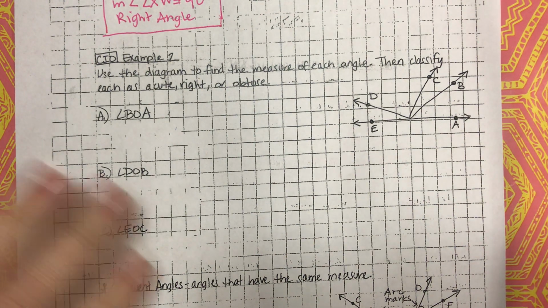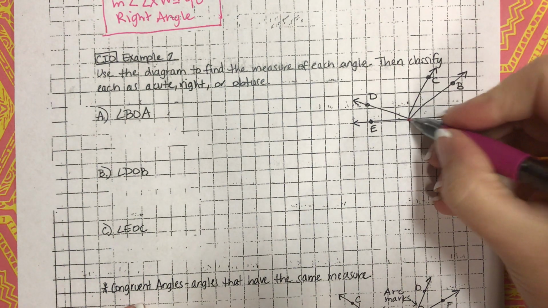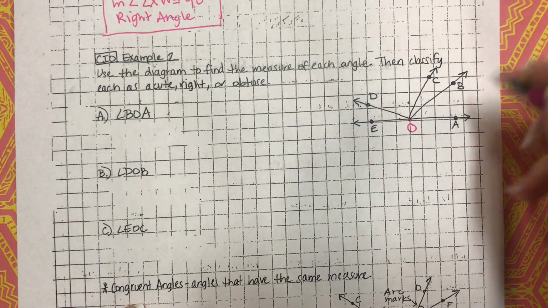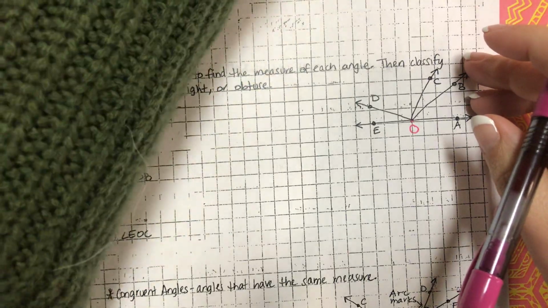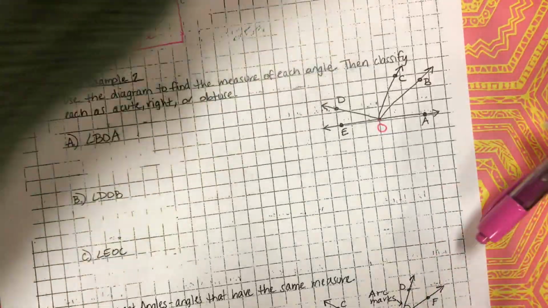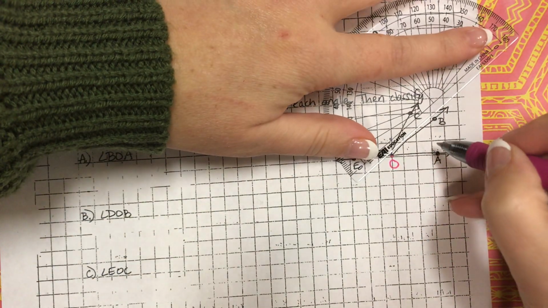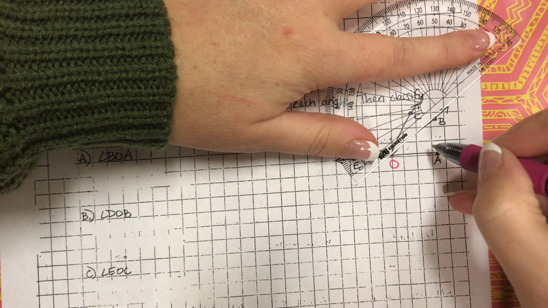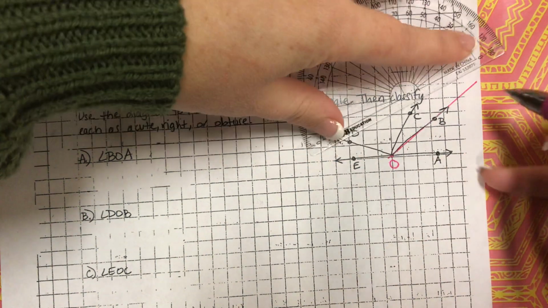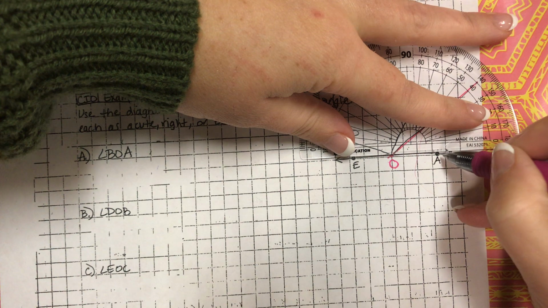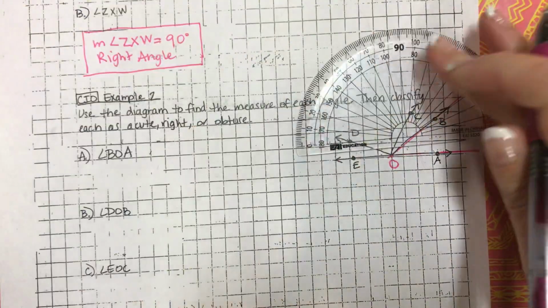The first one we're going to look at is BOA. B-O. Wait, this must be O here. Sorry, that wasn't there. BOA. What I'm going to do is extend these lines once I pick up my protractor. Having a hard time grabbing it. Here we go. I'm going to extend this line here, and I'm going to extend this line here too. Okay, perfect.